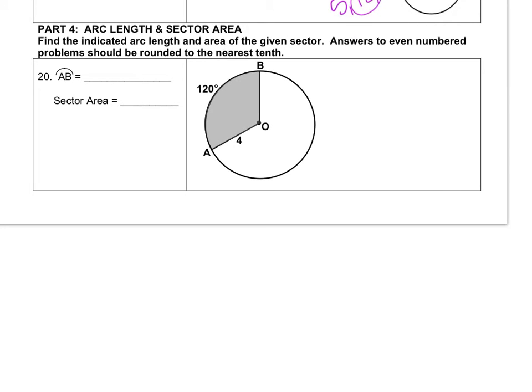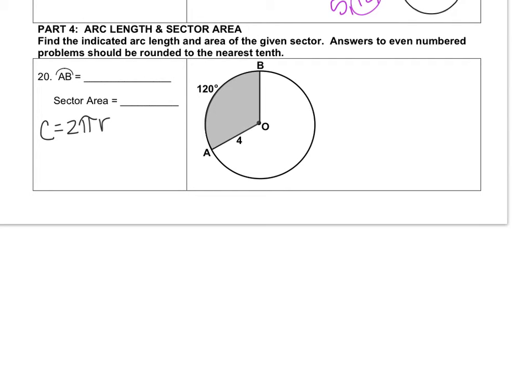Okay, on number 20, we're going to work with arc length and sector area. We're going to need some space, so make sure you're writing small, because we're going to set up two different proportions. So to find arc length, we're going to use circumference. We're going to first find the circumference, so that's what C is going to equal over here. Circumference is really just 2 pi r, or you could do pi d.